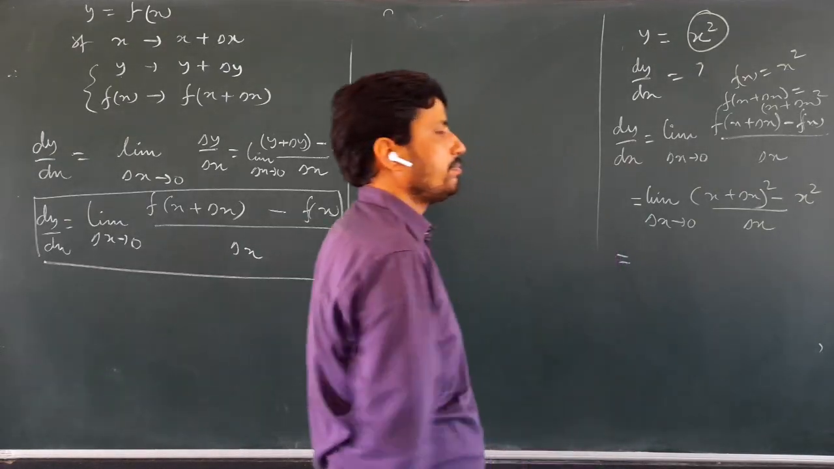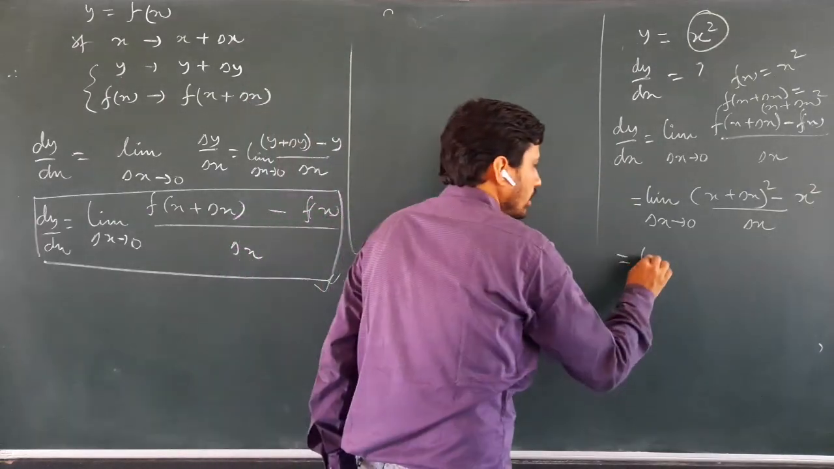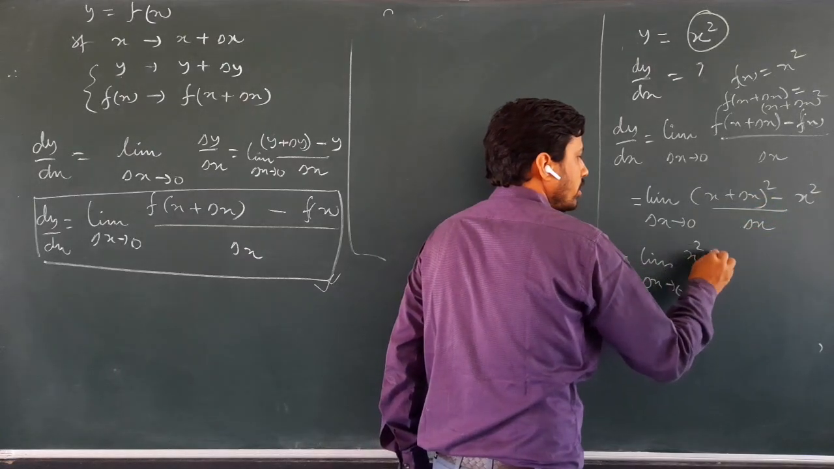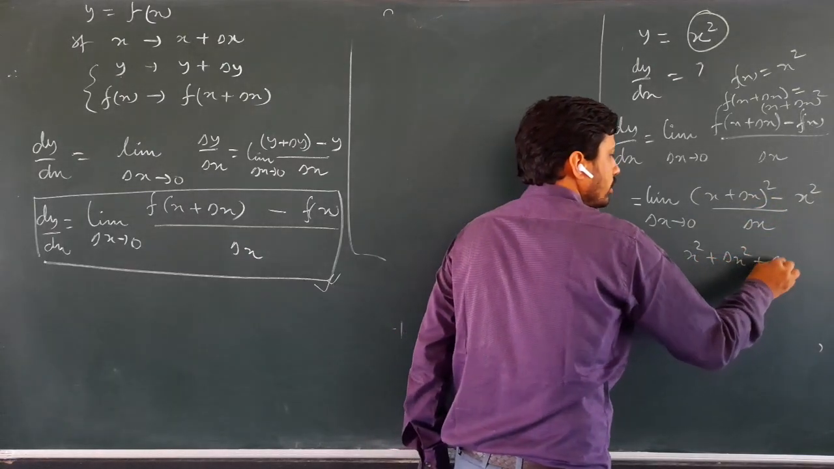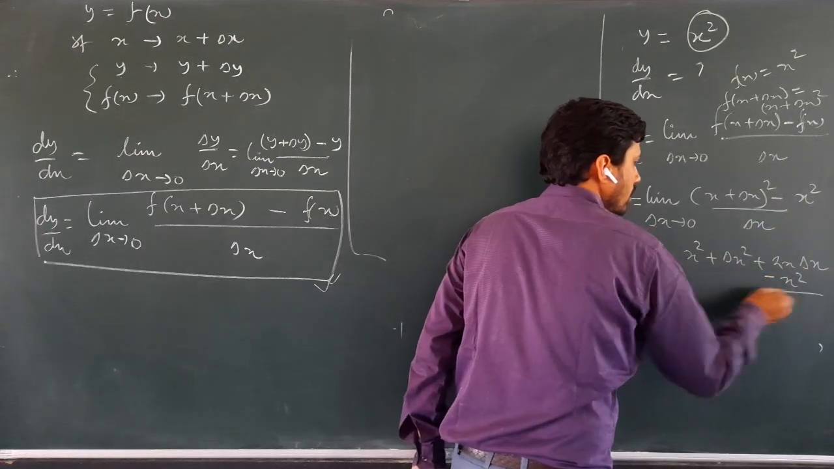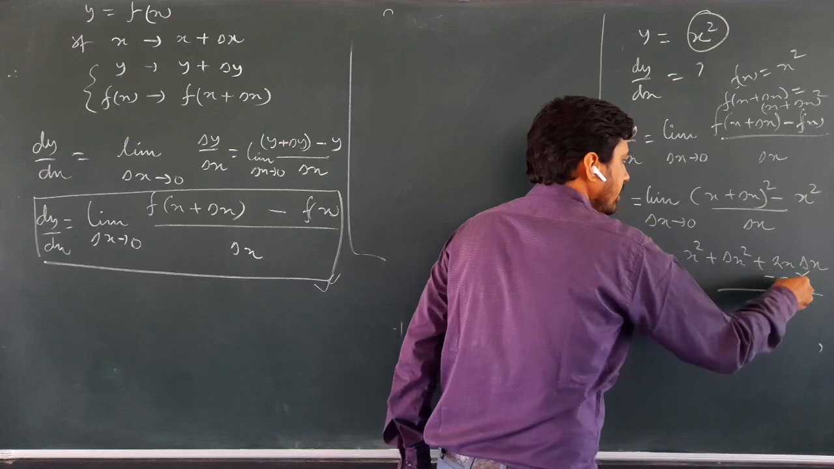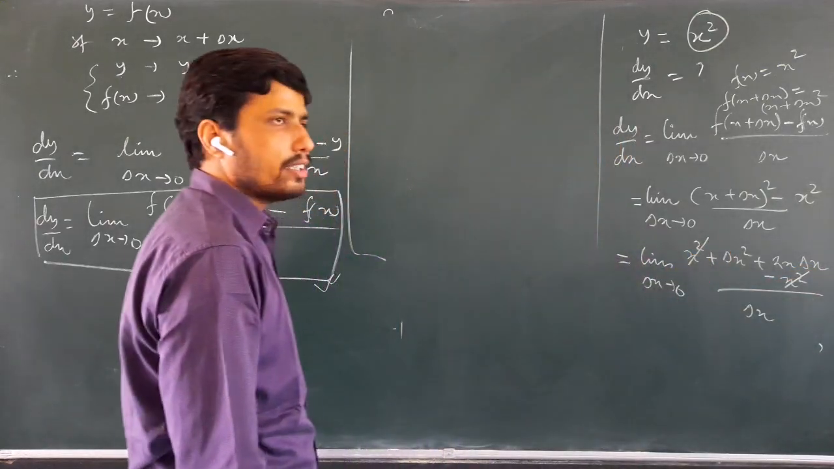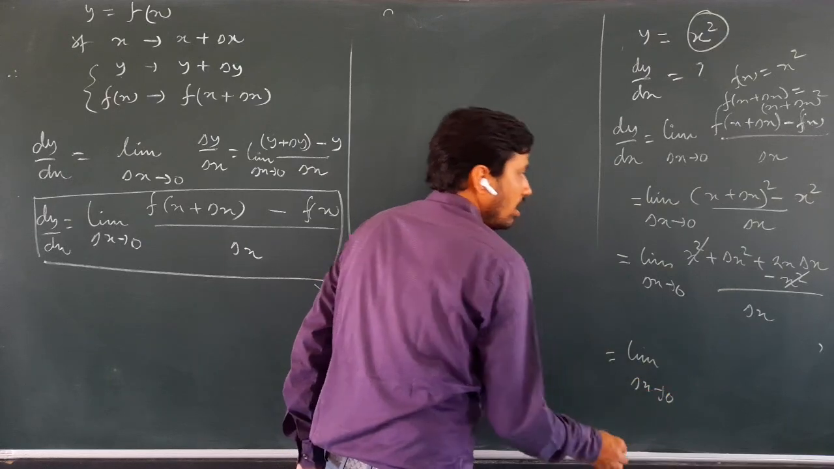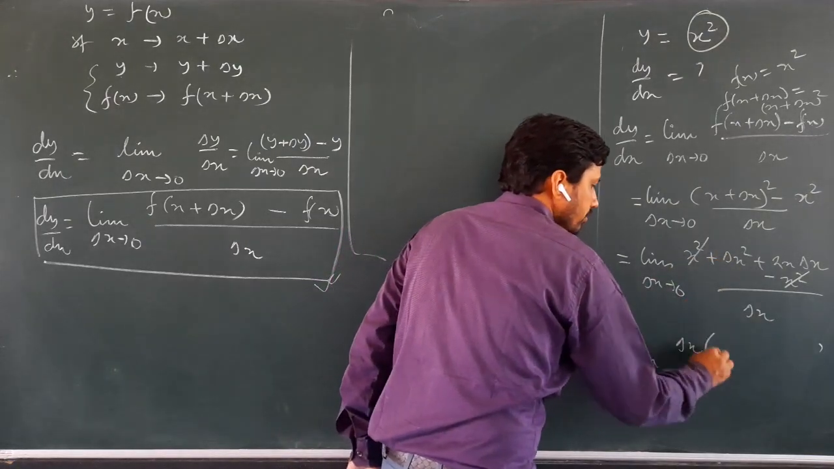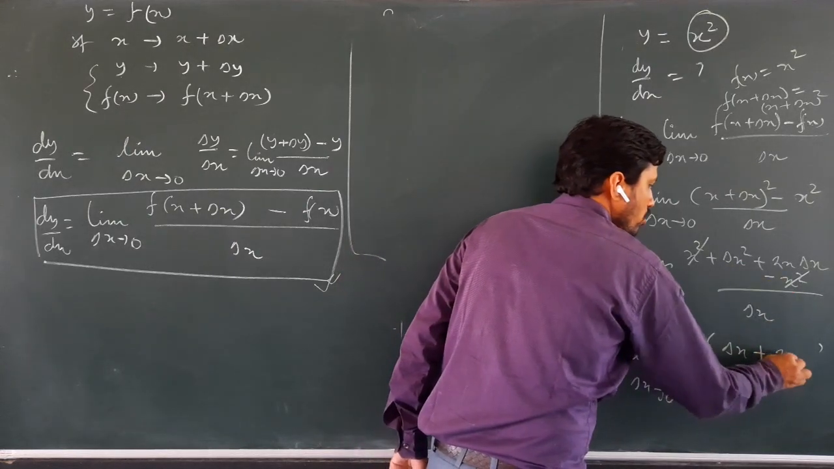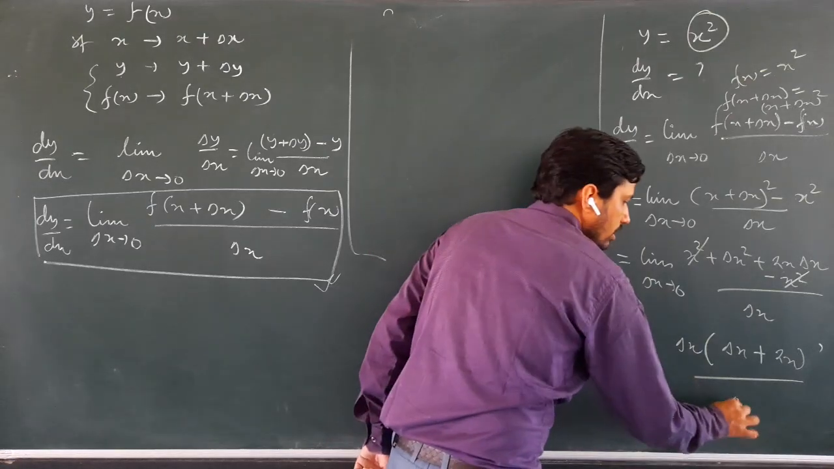So this is equal to limit delta x tends to 0, a plus b whole square, a square plus b square plus 2ab, and then minus x square divided by delta x. Minus x square plus x square cancels. So how much is obtained? Limit delta x tends to 0. Now delta x we will take common. So what will be left? Delta x plus 2x, divided by delta x.